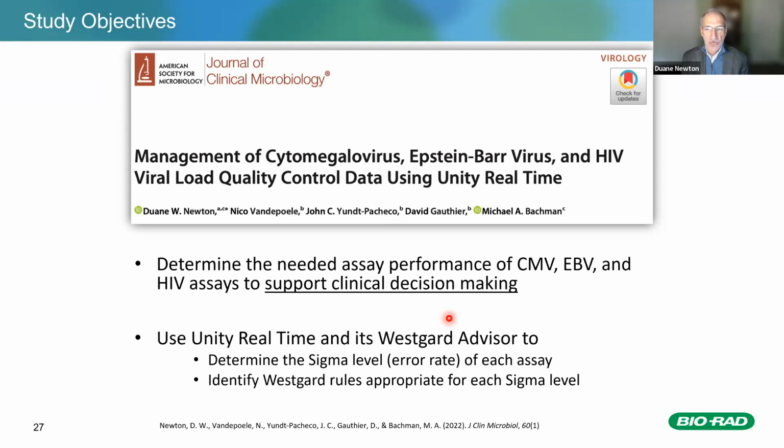Unity is a software tool from Bio-Rad that can be used to capture and analyze QC data. It has a long history of use in the core lab and is just beginning to be used for management of molecular QC data. Here we used it to calculate means, standard deviations, coefficients of variation for the data set, and also used a module in the program called Westgard Advisor that allowed us to determine the sigma level or error rate of each assay and identify Westgard rules appropriate for each assay based on the sigma value for those tests.